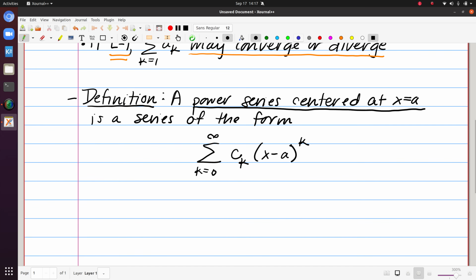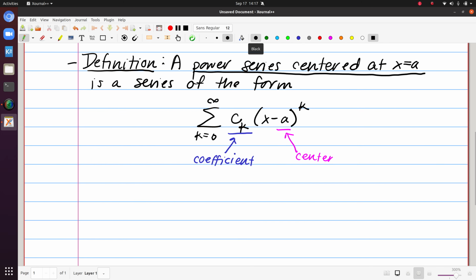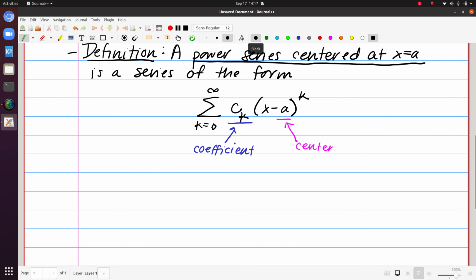So a couple things to point out here. This c sub k we refer to often as the coefficient. And while it could be constant, it really could depend on the index k. And this a we see is what we're referring to as the center. And so we see that we get a general structure here for a power series.